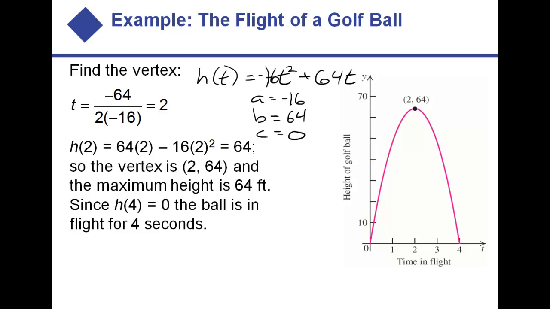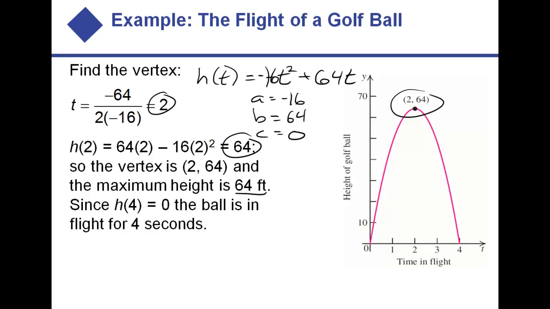Minus B over 2A gives me 2. Plug 2 back into the function, gives me 64. There's my vertex of (2, 64). I know that it reaches a maximum height of 64 feet after 2 seconds, and then it starts to fall back to the earth.